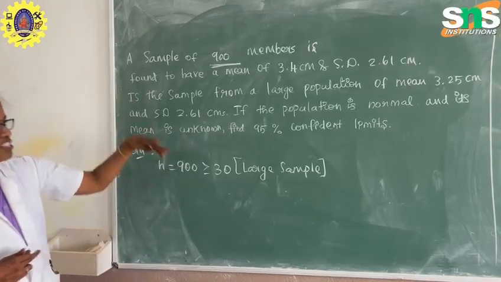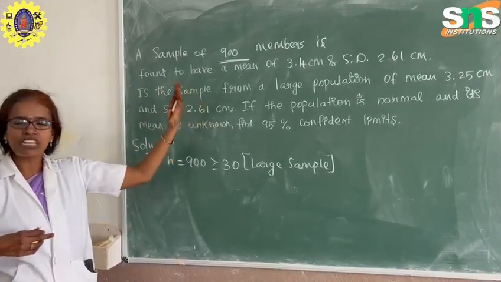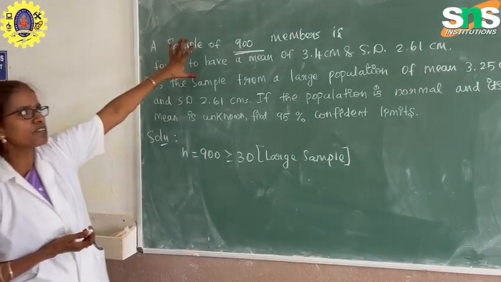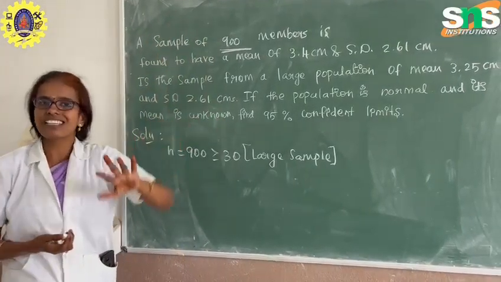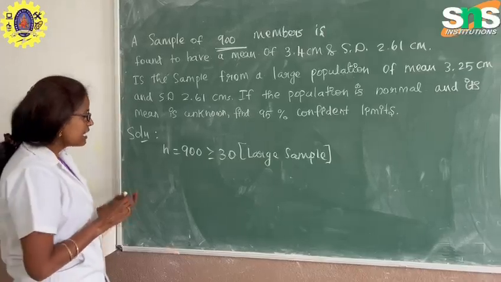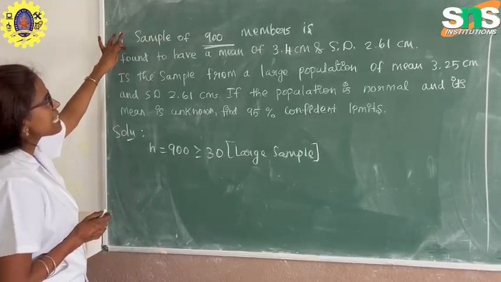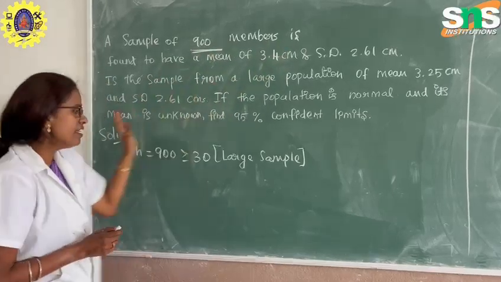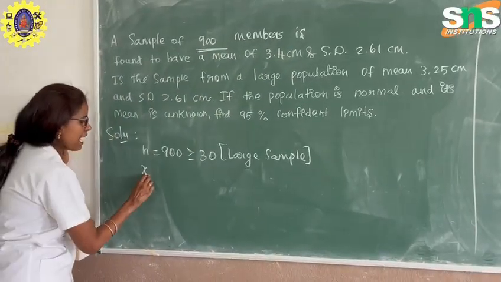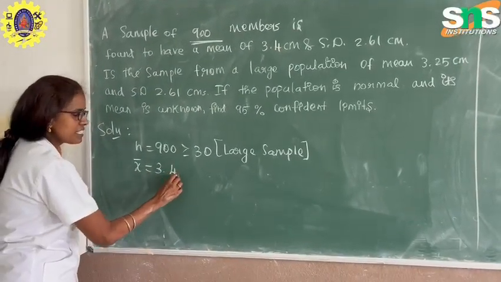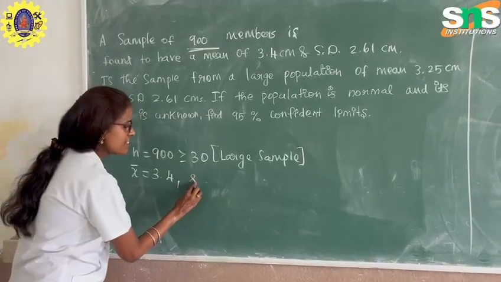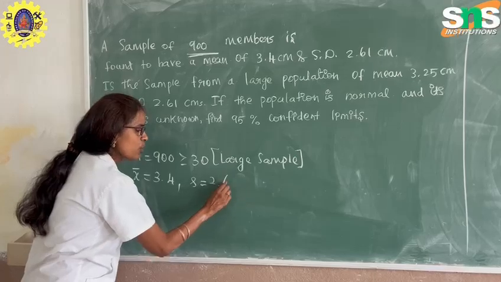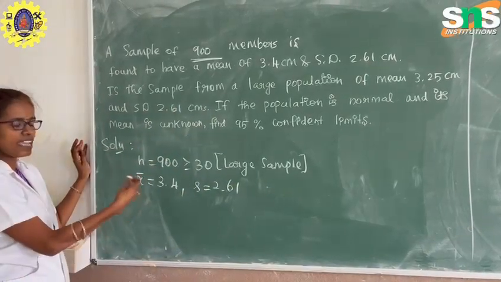This question is based mainly on mean, which means it should be either single mean or difference of means. Here we have only one set of samples, so that is single mean. For single mean, you can see the first statement: a sample of 900, and its mean and standard deviation are given. You can take the mean as x bar equal to 3.4 centimeter, and standard deviation s equal to sigma. Both notations we can use because both are equal.